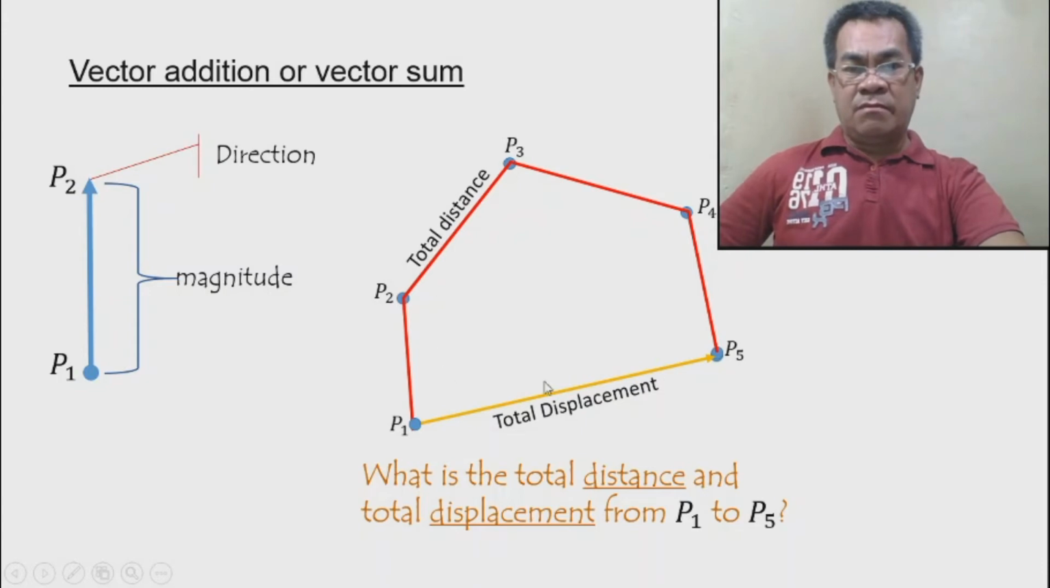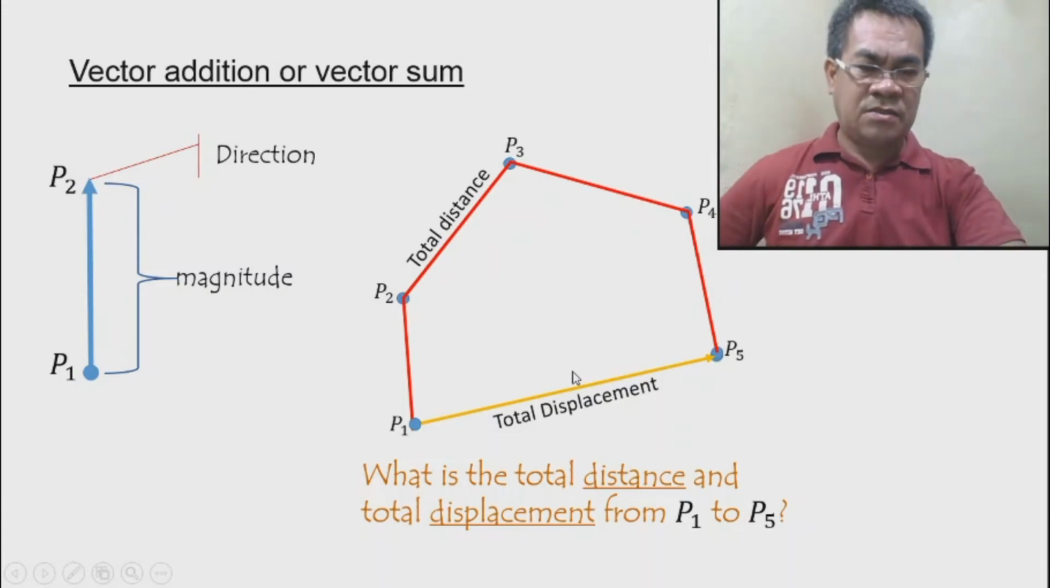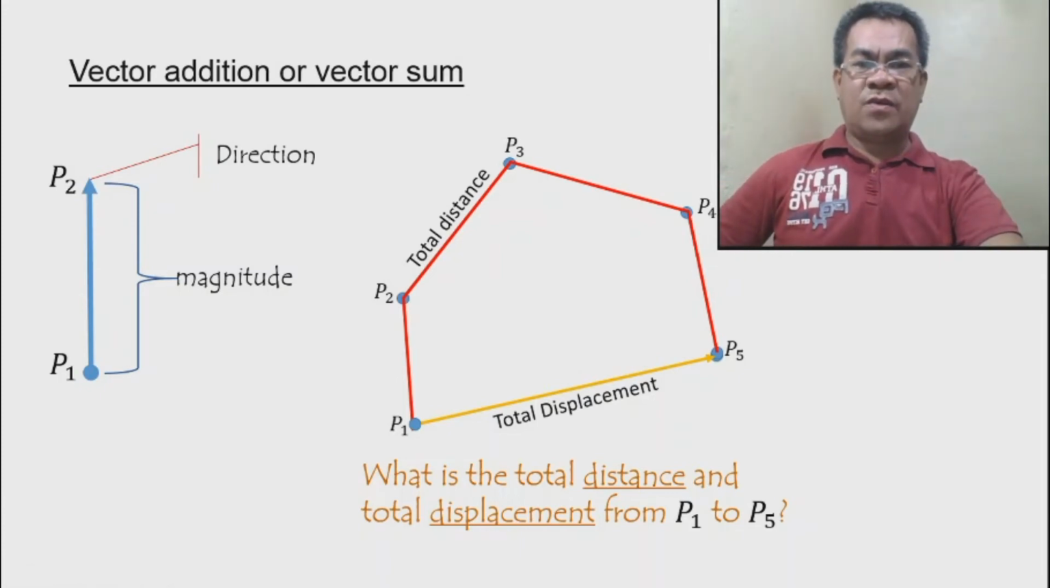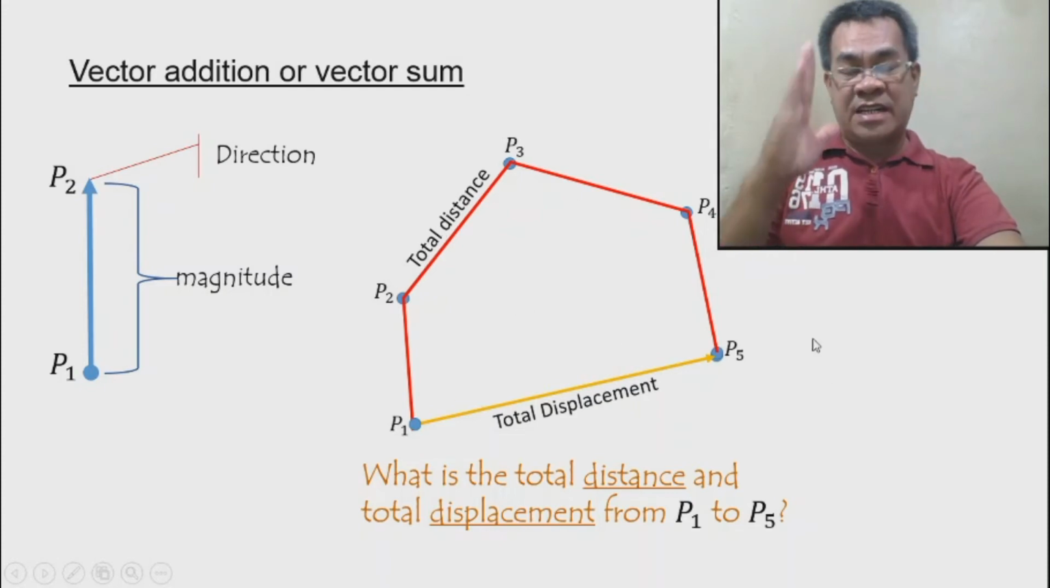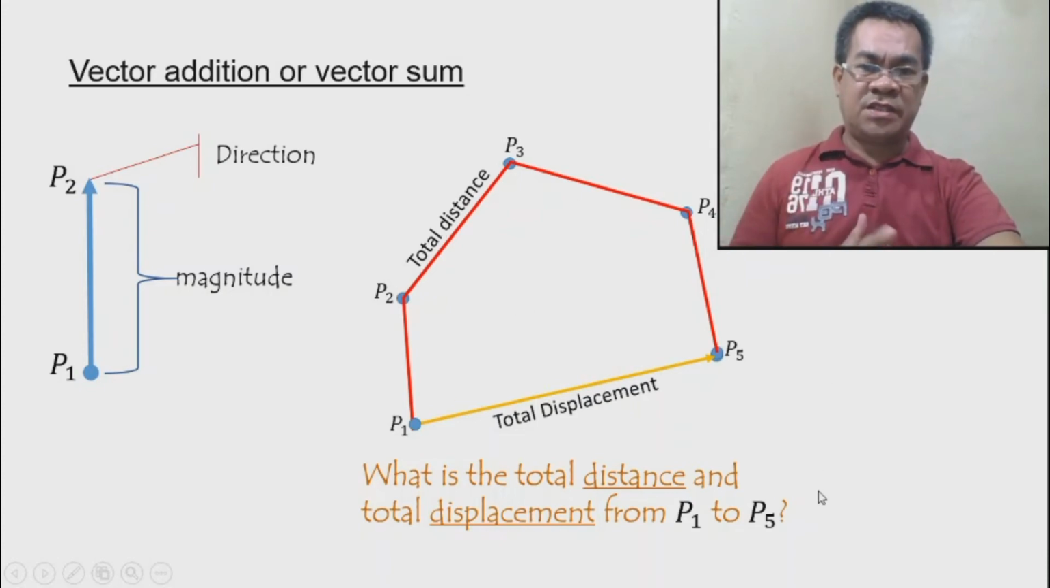Mathematically, are they equal? Is the total distance equal to the displacement? The answer is no, they are not equal. They are equal only if it is moving in a straight line. They have the same magnitude, but they are not equal: the same magnitude, but displacement has a direction.